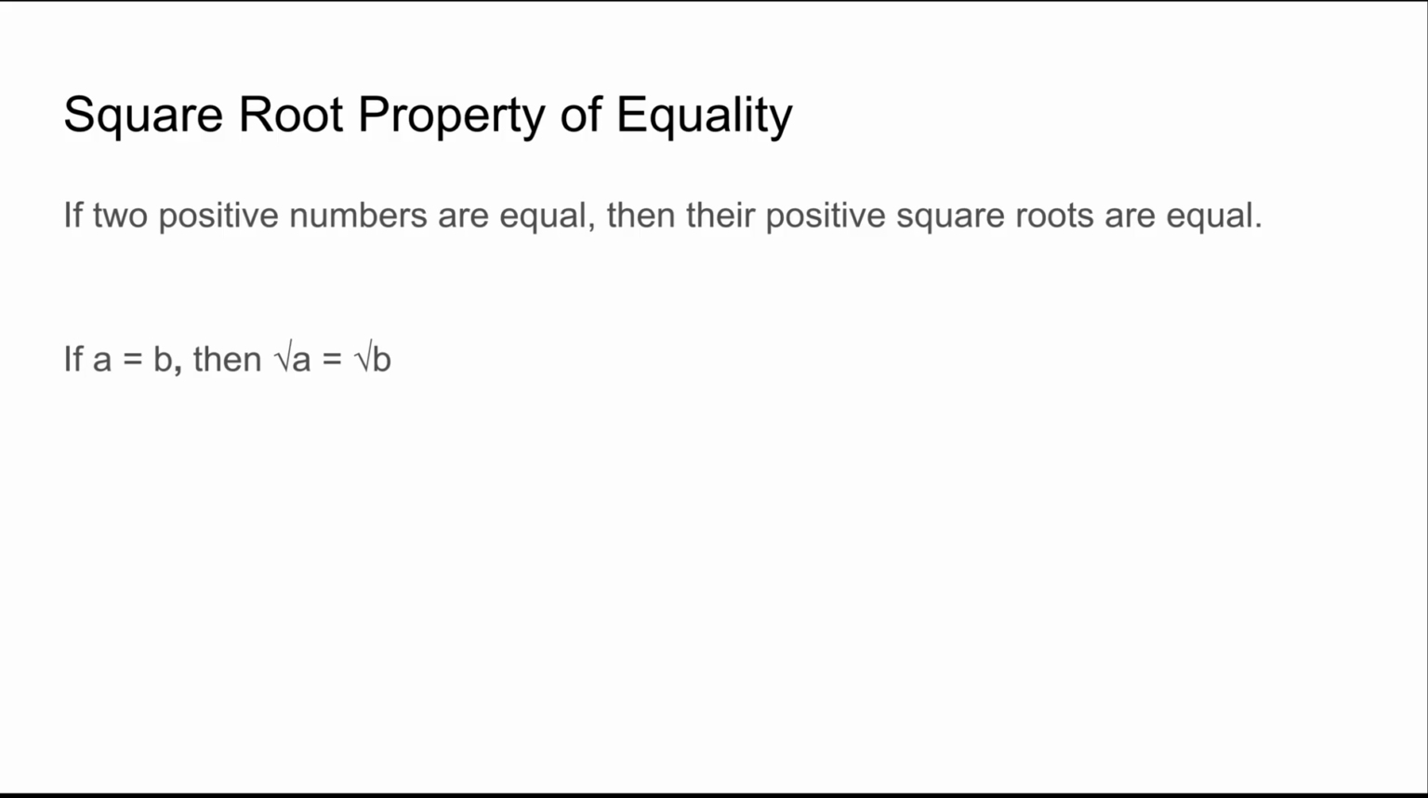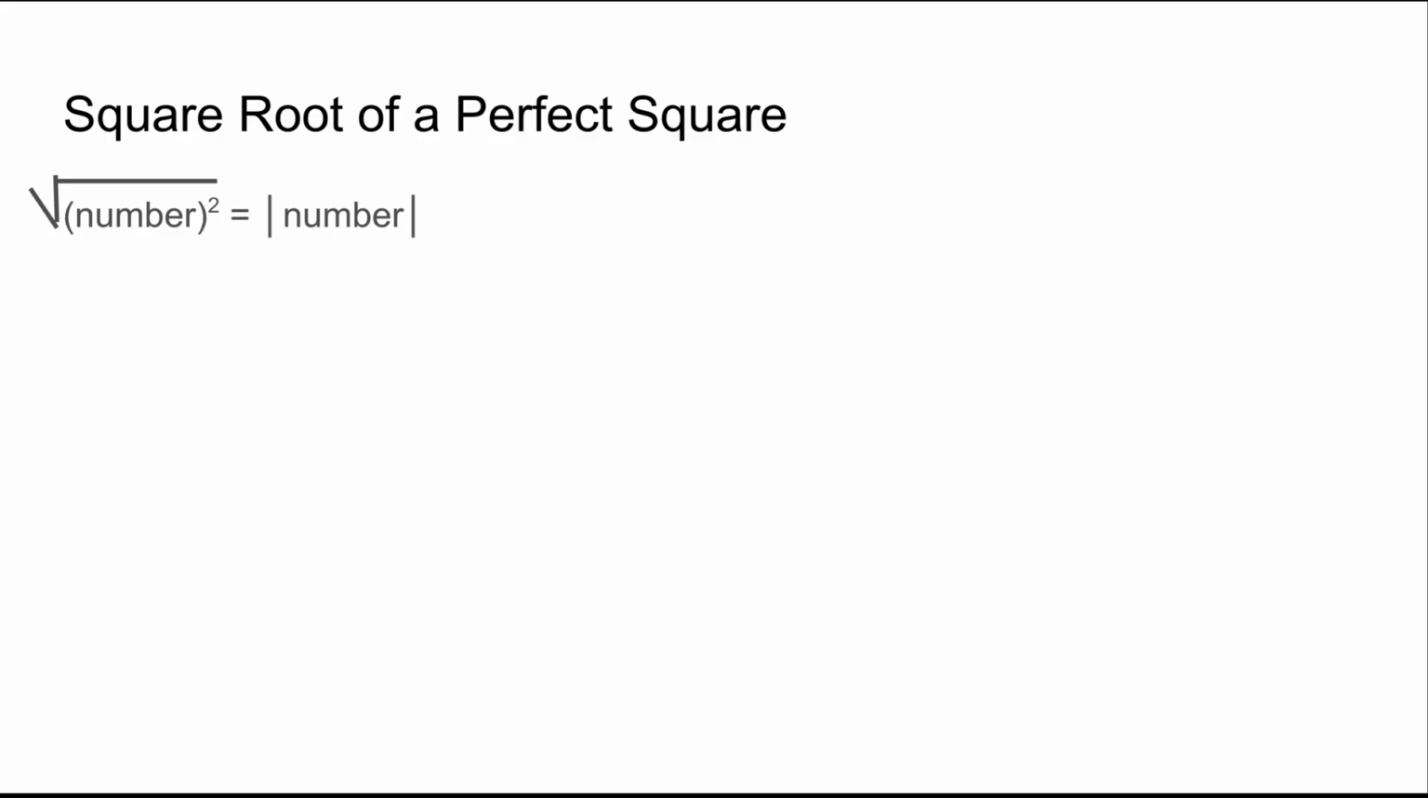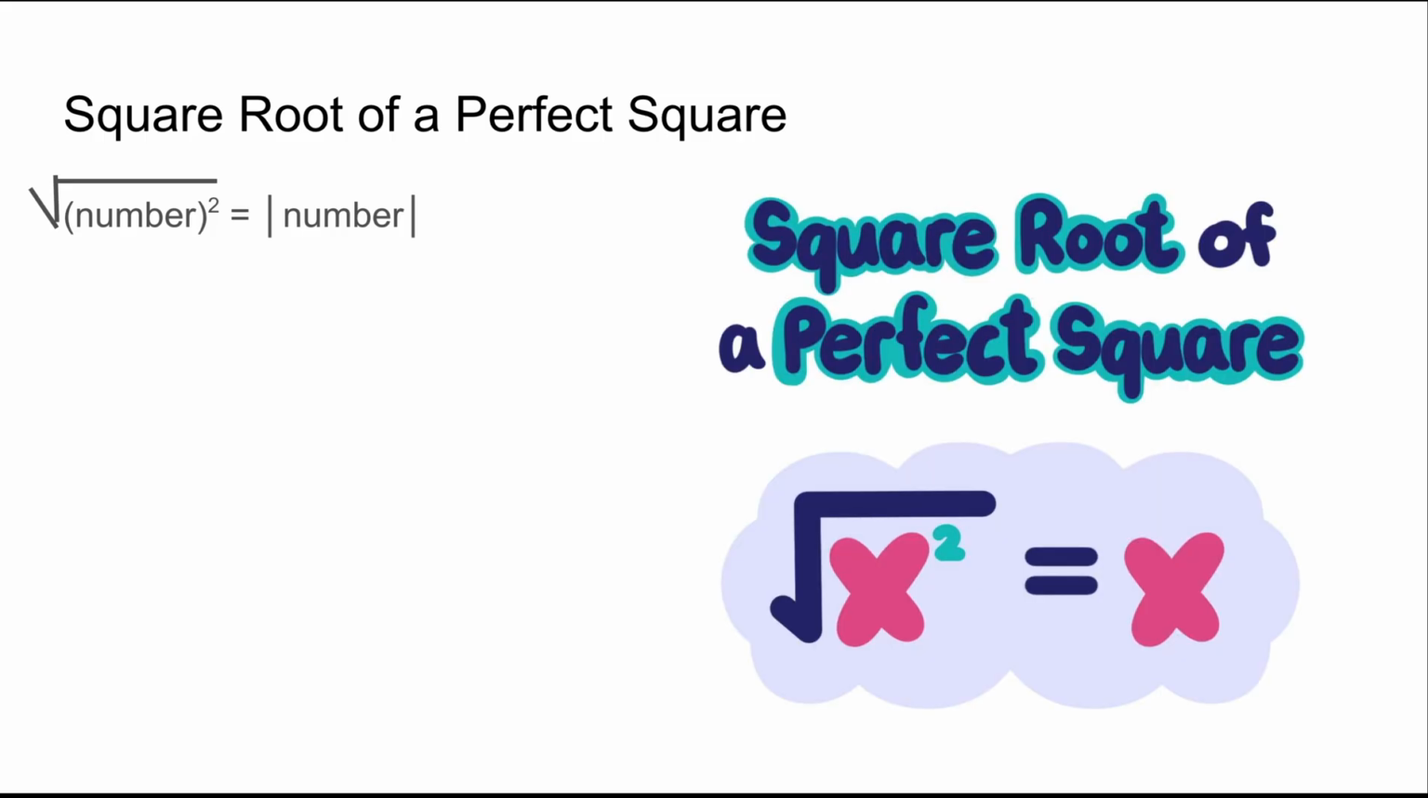If two positive numbers are equal, then their positive square roots are equal as well. And so a number squared, and then we take the square root of it, equals the absolute value of that number. And so here's a little picture of that again. The square root and squaring a number are the opposites of each other, and so therefore they cancel out. Do you see how we're left with x equals x? The only difference is that a number squared can either be positive or negative, equaling a positive solution.